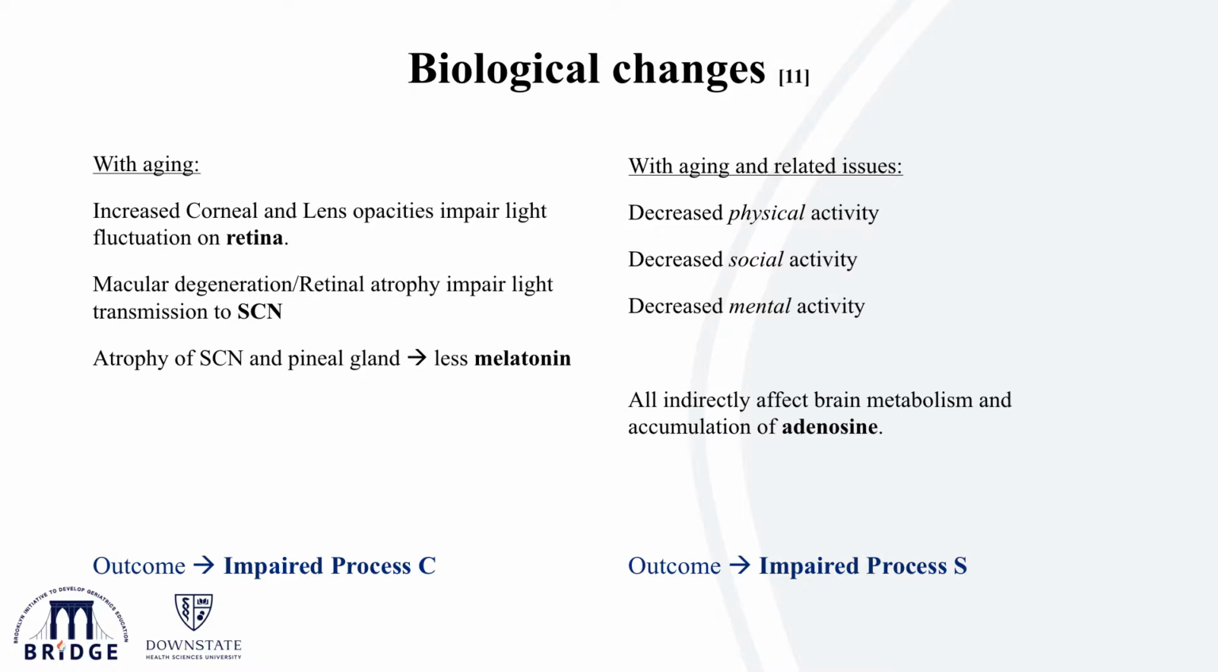With aging, you also have decreased physical activity, decreased social activity, decreased mental activity. All these indirectly affect the brain metabolism and the accumulation of adenosine. You're not using as much ATP in your brain as you used to in the past, and the net outcome is impaired process S. So you have a weaker circadian clock and a weaker sleep drive.